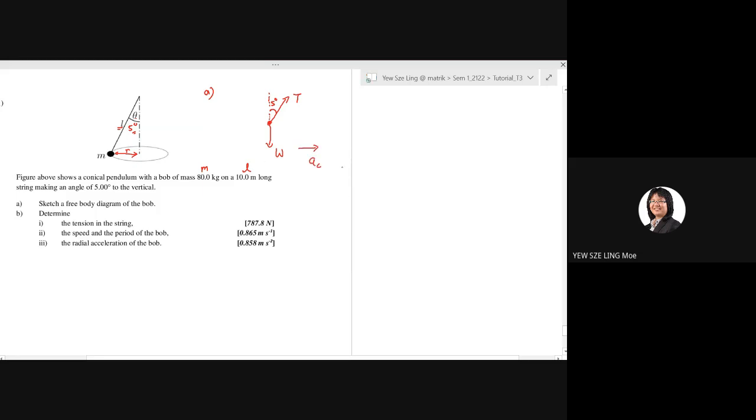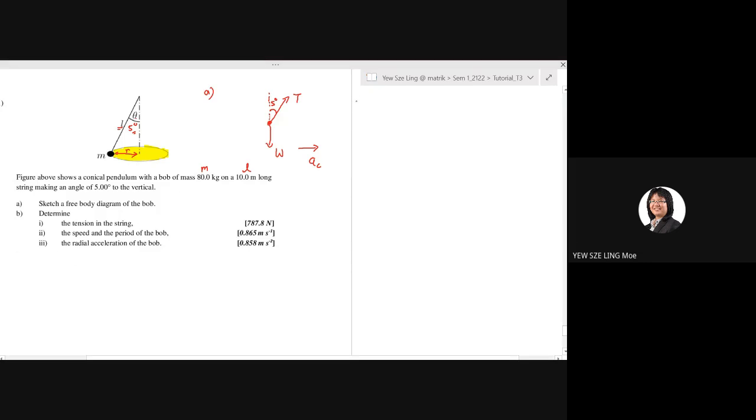Okay, AC is going to the right-hand side because your circular motion is only happening along this plane, the x plane, the x component. So it doesn't have any angles. It doesn't involve the vertical component. Therefore, AC is going to the right-hand side. So now I have a free body diagram.